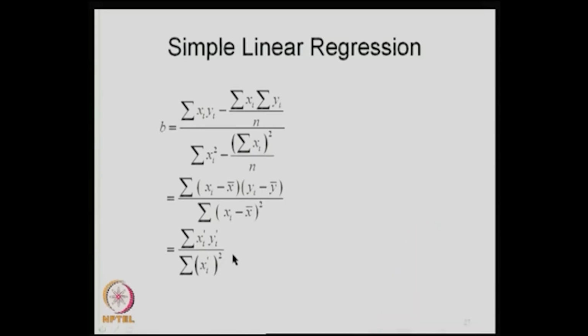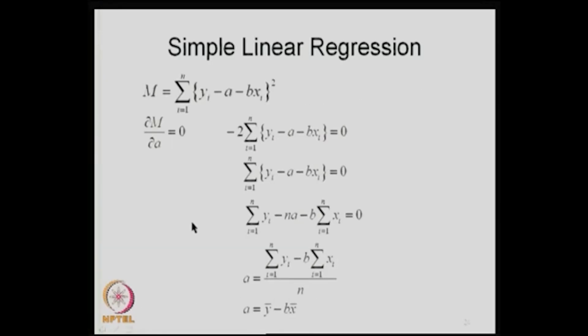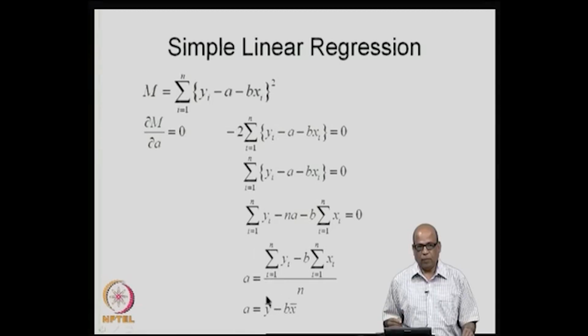What is x I dash? x I dash is simply x I minus x bar, that is the deviation of x I from its mean. y I dash is the deviation of y I from its mean, and similarly x I dash square. So, you can get b. Once you get b, you can get a from this expression: y bar minus b x bar.